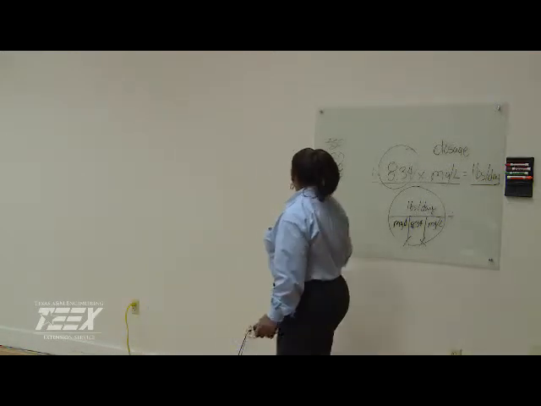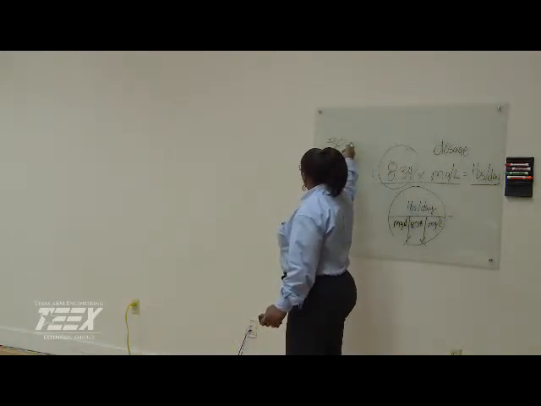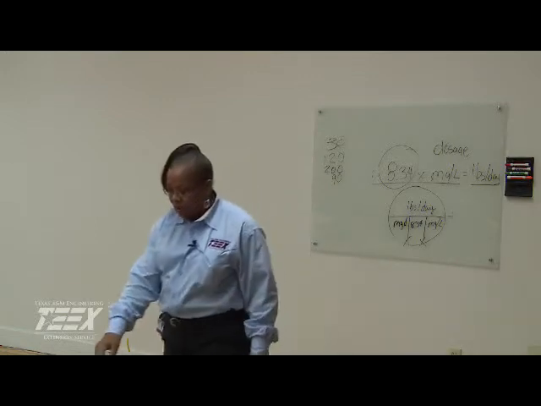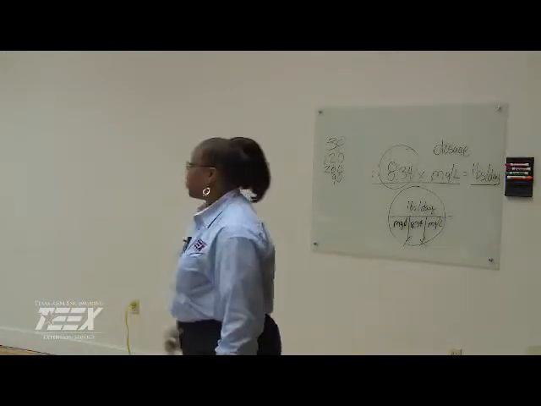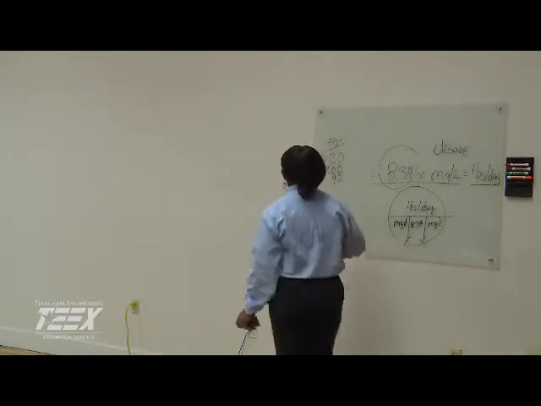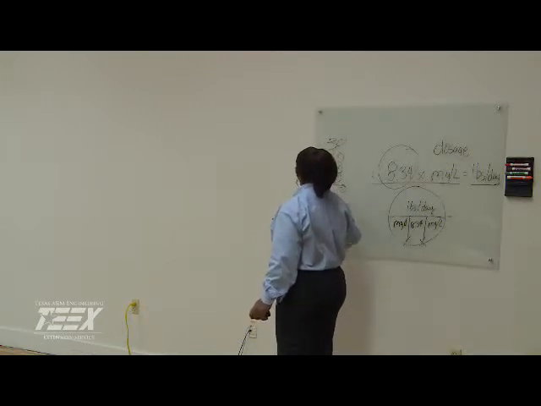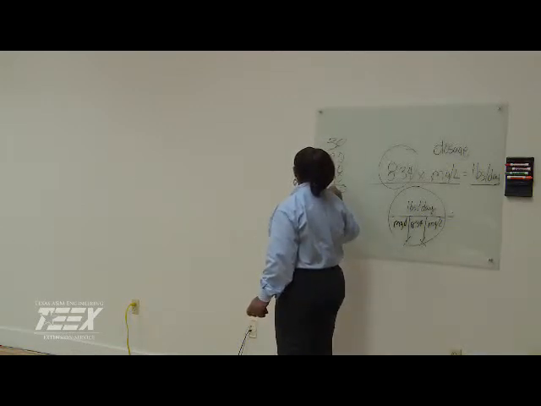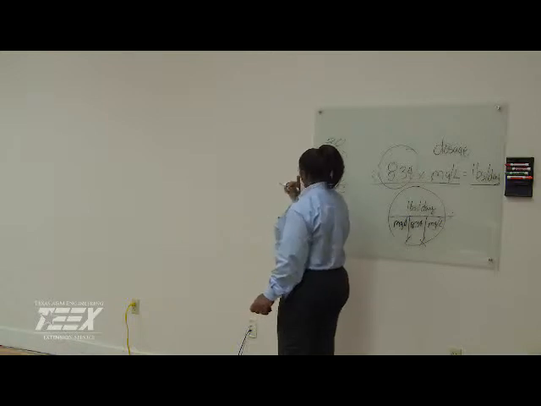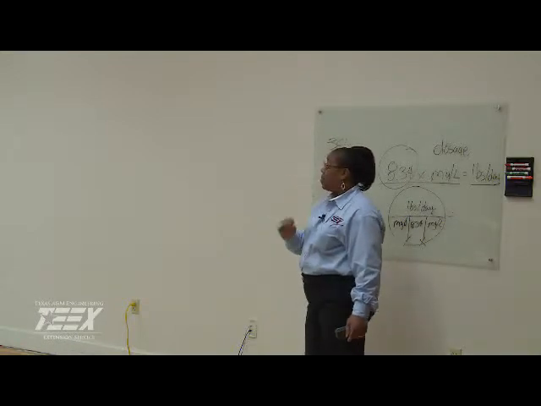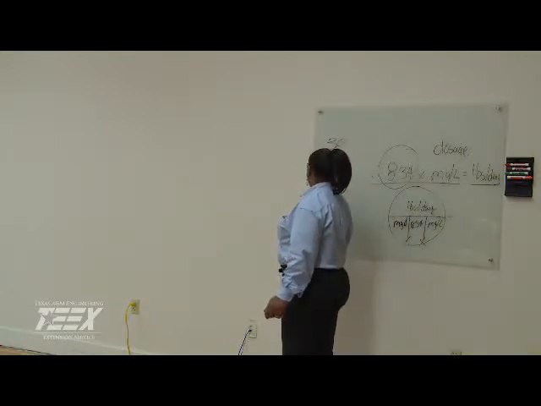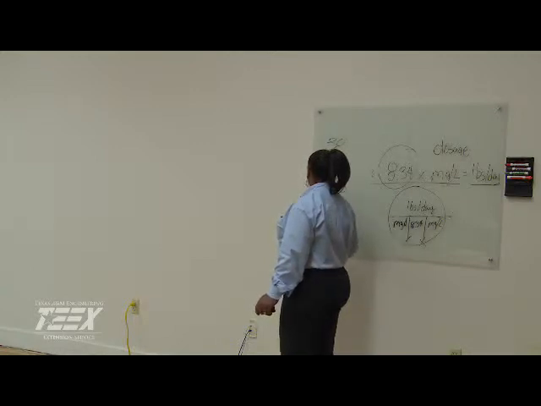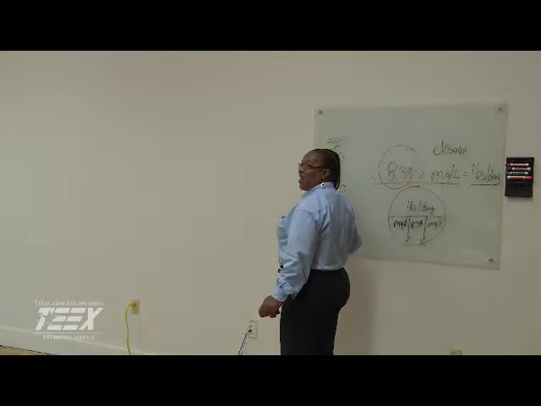Excellent. Let's add them all up. Am I missing one? 1, 2, 3, 4. Oh, it's only 4. Excellent. Add them up. What'd you get? 440. How many hours are in a day? So that gives me an average of what? 18.3.